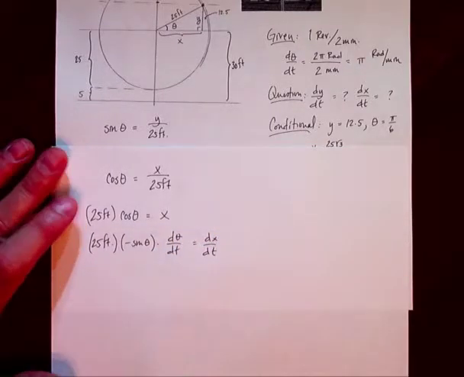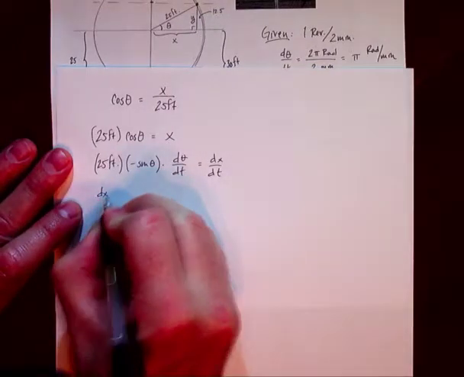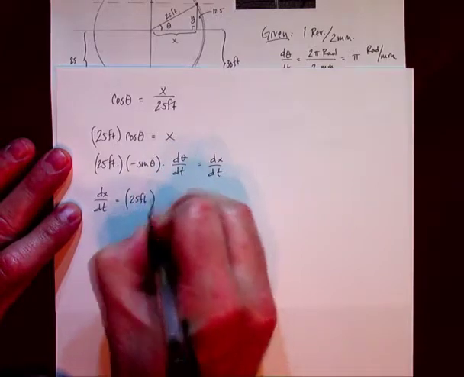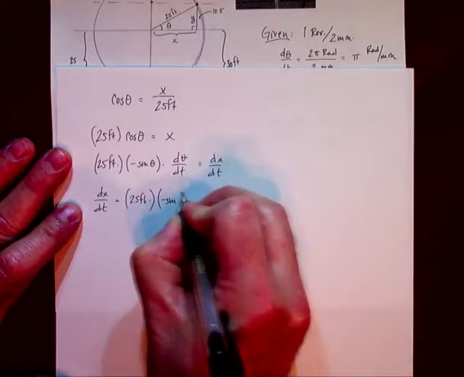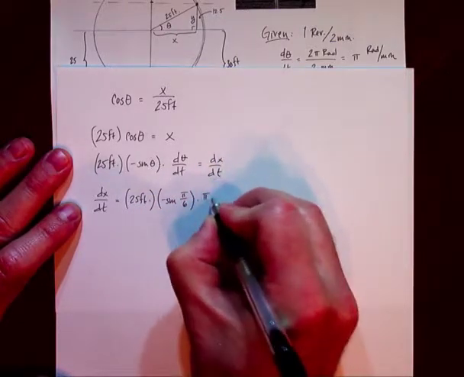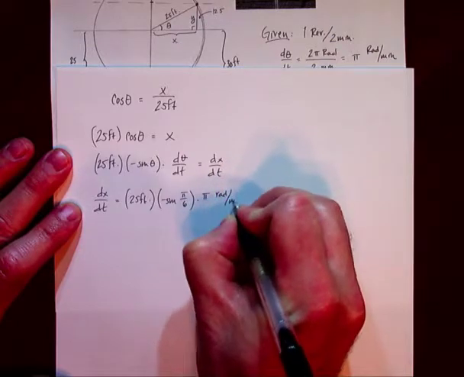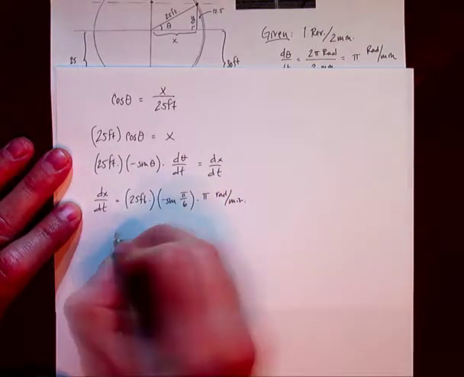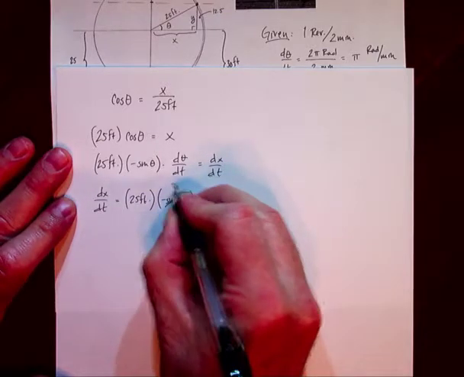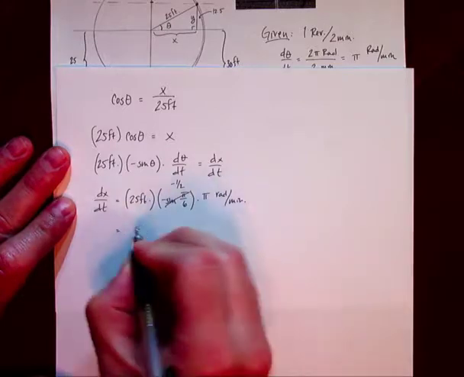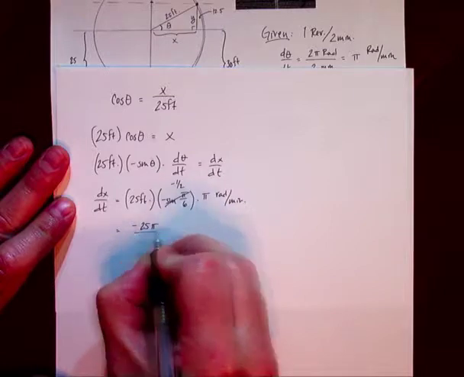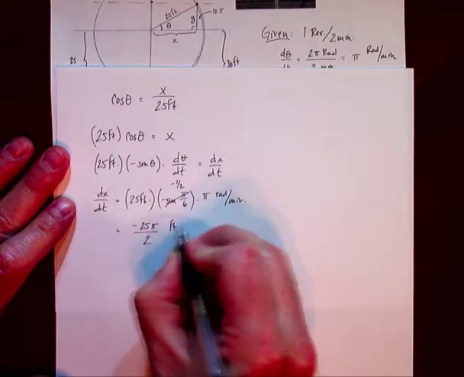And of course we can go ahead and turn this around, and we get dx dt is equal to 25 feet times negative sine of pi over 6 times d theta dt, which, as we realized, is pi radians per minute. Sine of pi over 6 is 1/2, and this is negative, so it becomes negative 1/2. And so we're going to get negative 25 pi over 2 feet per minute.